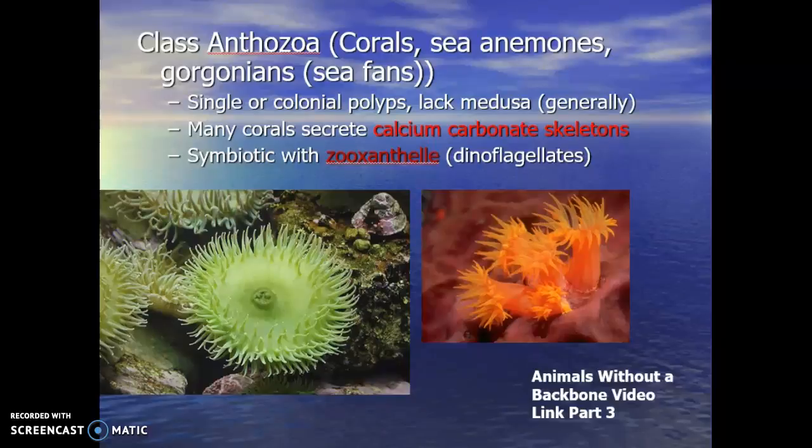Okay, so we're going to pick up with our third part in the Animals Without a Backbone video series here. In the first part we talked about animals, features of animals, and phylum Porifera. In the second part we started getting into specifically the Cnidarians, and we broke that down into the different classes. We had Hydrozoa, Scyphozoa, Cubozoa, and then we left off with class Anthozoa. Those are the corals, the anemones, gorgonians, or what we call the sea fans.